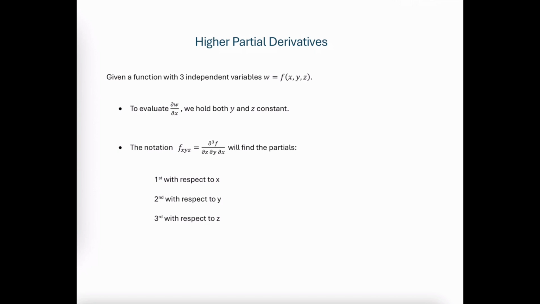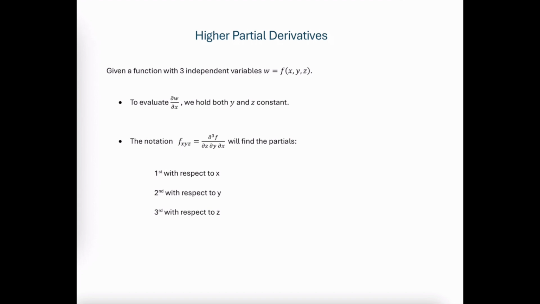We're now looking at higher order partial derivatives. Given a function with three independent variables, we can calculate the partial derivative of that dependent variable with respect to any of the independent variables. And if we're looking at the partial derivative with respect to x, that would mean that we're holding both of these other two variables constant in the computation.